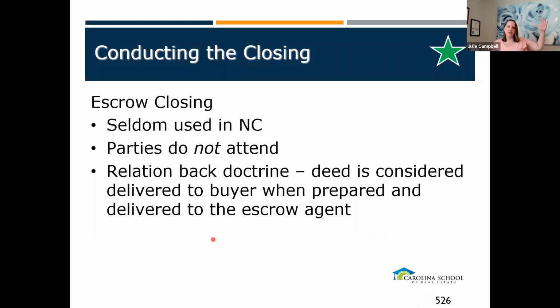Anybody ever bought a home in another state? No.